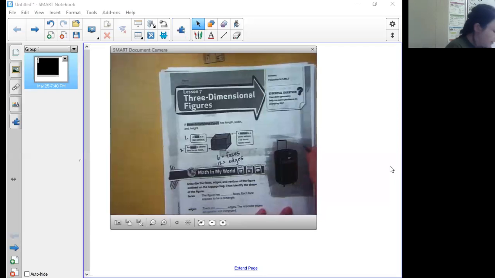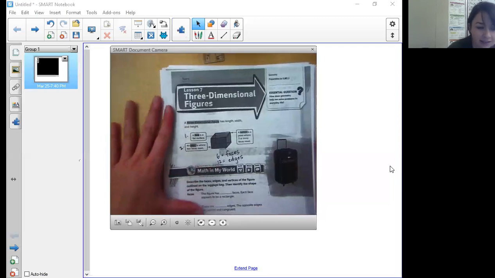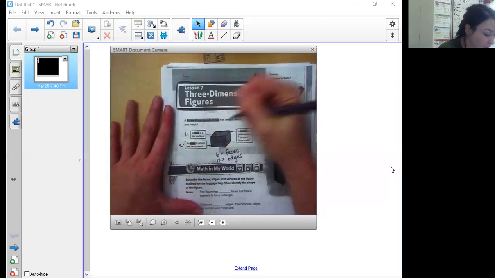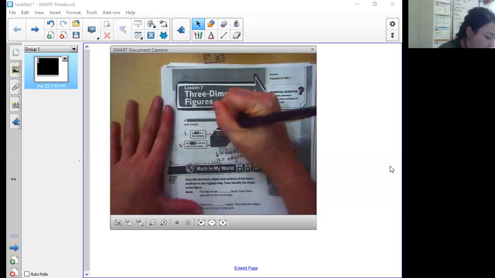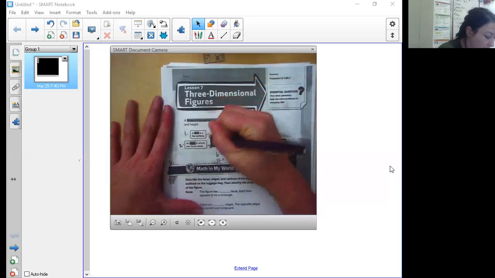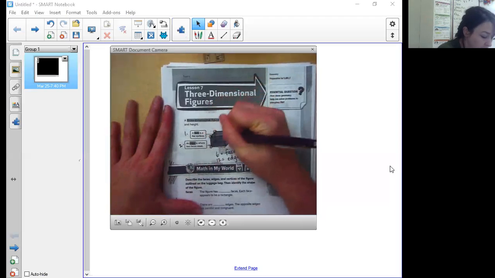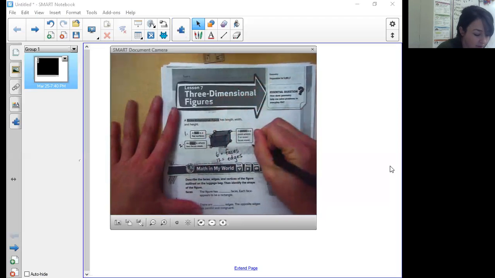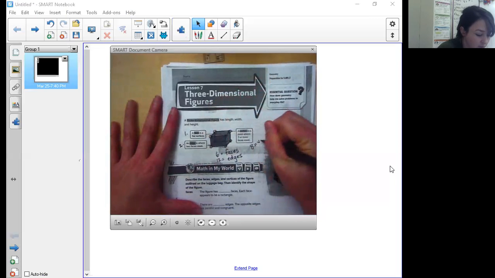All right, the vertex. We call them vertices when there's more than one. On this cube or this rectangular prism, we have a few. Let's count them. 1, 2, 3, 4, 5, 6, 7, 8. On this rectangular prism, we have 8 vertices, which is plural for vertex.